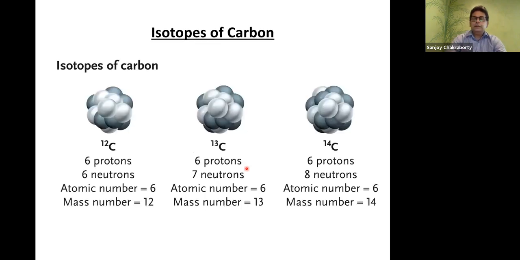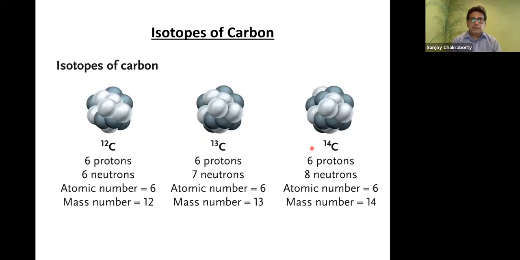Let's look at carbon. Most naturally occurring carbon has mass number 12 and atomic number 6. But they also found mass number 13 with atomic number 6, and mass number 14 with atomic number 6. What does that indicate? It means in nature we have multiple varieties of the same element, carbon.